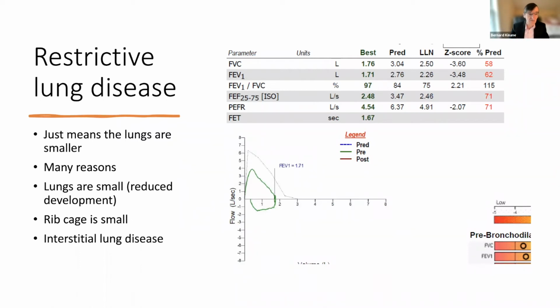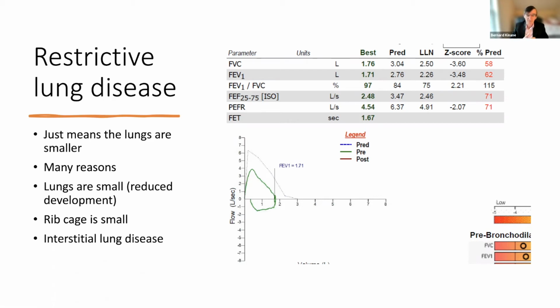Now, another way of getting it, which I have not included here, is that the muscles are weak. So if the muscles are weak, you can't blow out the air. So really, many reasons to get obstructive lung disease. The lungs can be small, the cage is small, or it can be something wrong with your lung disease.